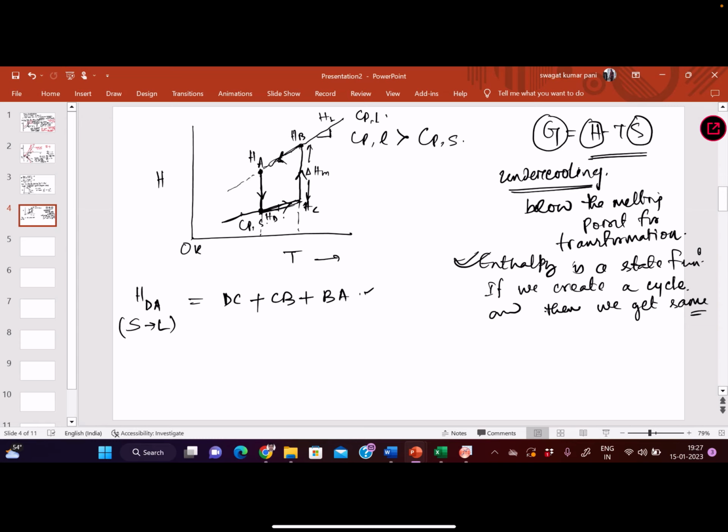So this we can write D to C, that means HC minus HD, always final minus initial, plus C to B, we can write HB minus HC, plus B to A, that means HA minus HB.